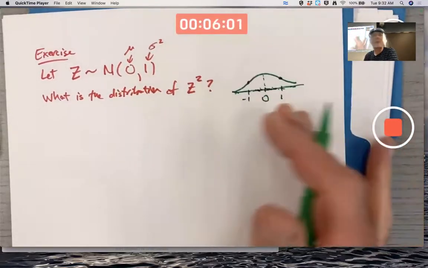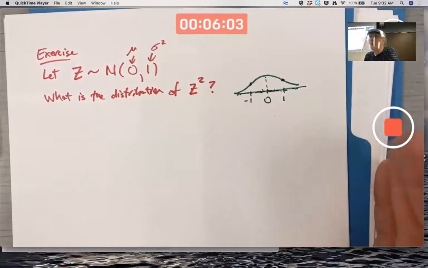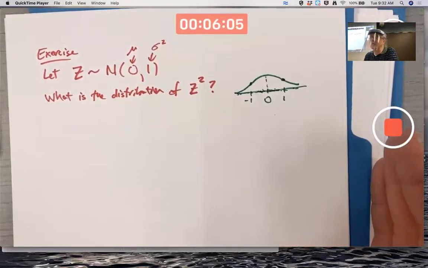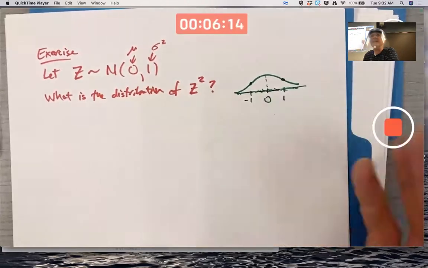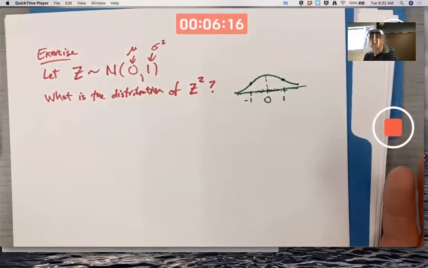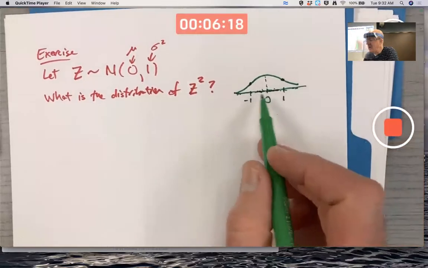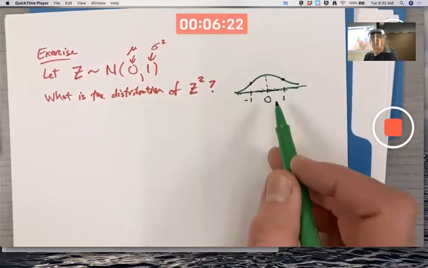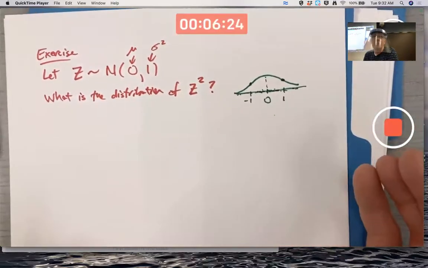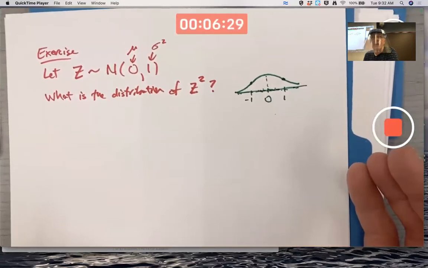Now, those values are both positive and negative. When you square them, you're not going to get a negative number, right? No imaginary numbers here. So whatever the distribution of Z squared is, it can't take on negative values. And since the majority of the data is close to 0, like between -1 and 1, when you square them, those numbers are still close to 0. In fact, between 0 and 1.